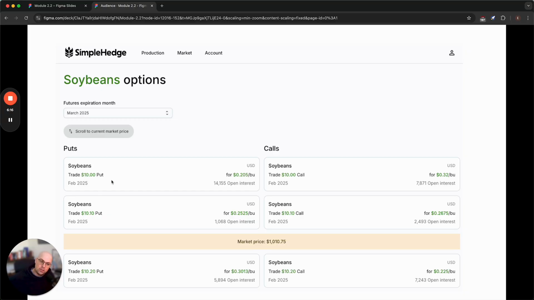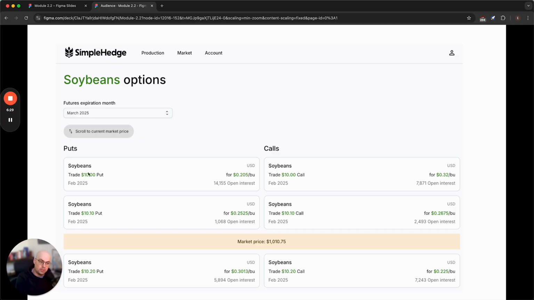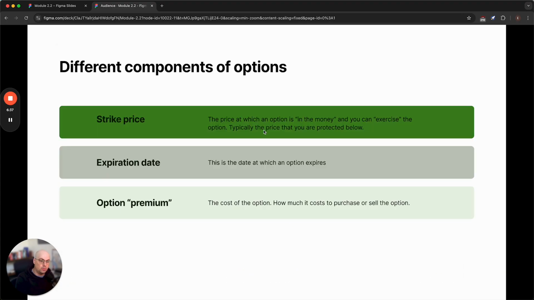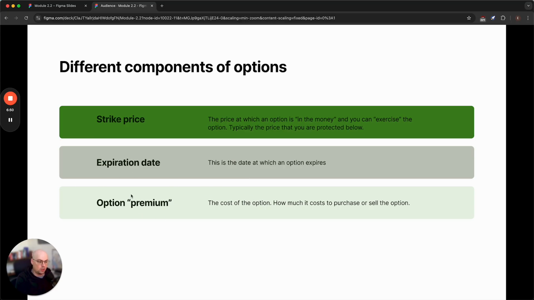So this $10 is the strike price. This is the price at which the option is in the money. And you'll typically see it quoted like this. On SimpleHedge, we make it really easy for you to understand. This is the $10 put for February 2025, which is the expiration date, February 2025. And then the 20 cents per bushel, that's the option premium. That's the cost of the option, how much it costs to purchase or sell.